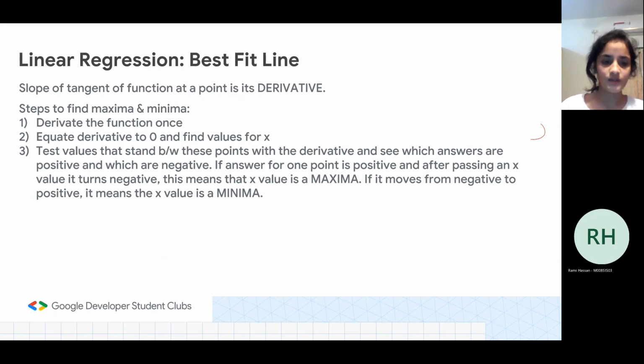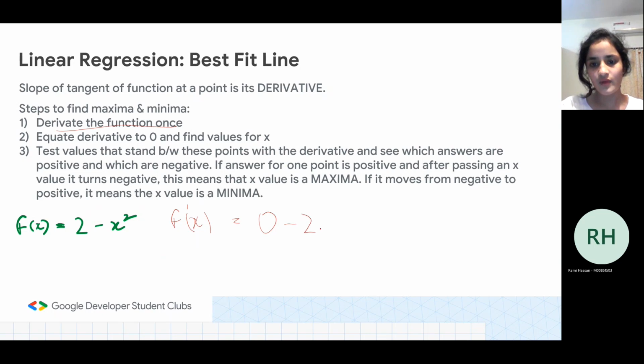Okay. So let's go ahead and see how to find maxima and minima, because today's aim is to find the minima of the cost function. In the sense, find the minimum of the error that you can make. Okay, number one is derivate the function once. So let's take a random example of a function. Derivate it once. If you derivate it according to the rules, this will be 0 because that's a constant, minus x square will become 2x. So our answer is 2x, right? Okay, I'll just remove the 0.